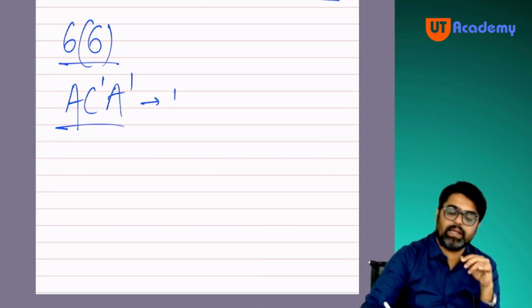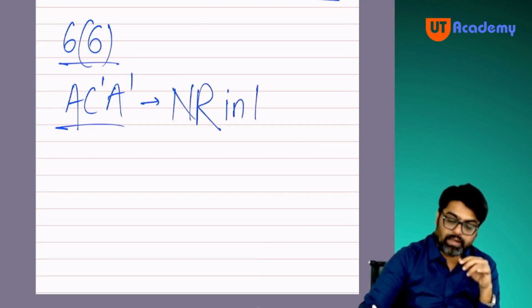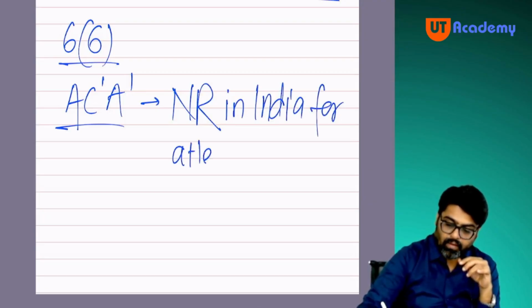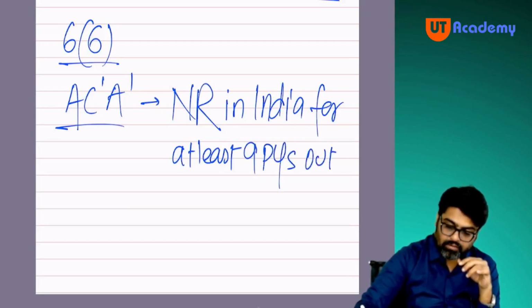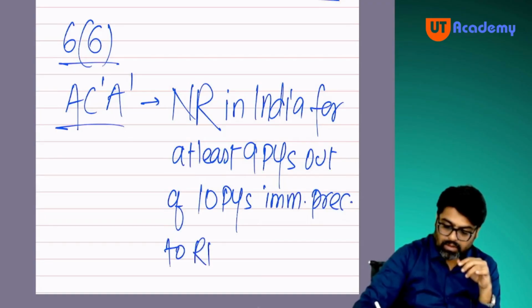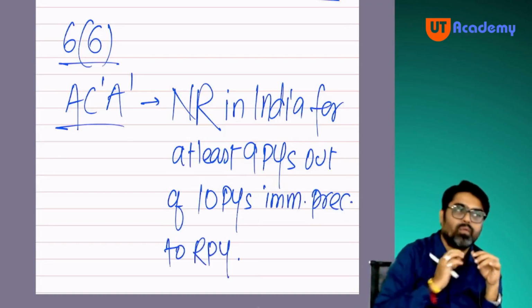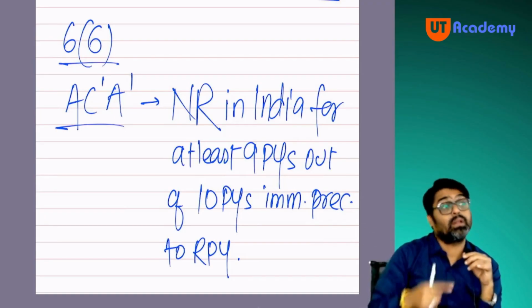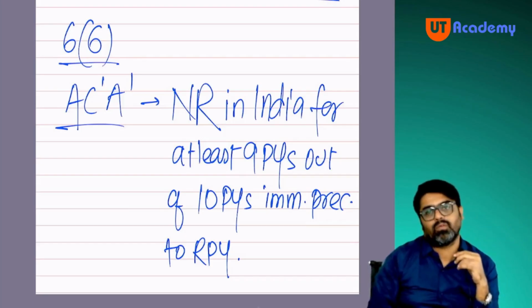Additional condition A says that you are a non-resident in India for at least 9 previous years out of the 10 previous years immediately preceding the relevant previous year. Forget about your relevant previous year. Last 10 previous years. What is your previous year?